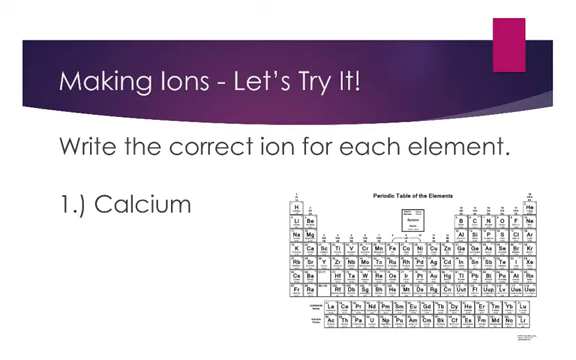So starting with calcium, if I want to make the ion for calcium, I'm going to start with calcium's formula. So I'm going to look for it in the periodic table, and I find it right here. I'm going to circle it, and it's in column number 2. I know this periodic table is small, but bear with me.